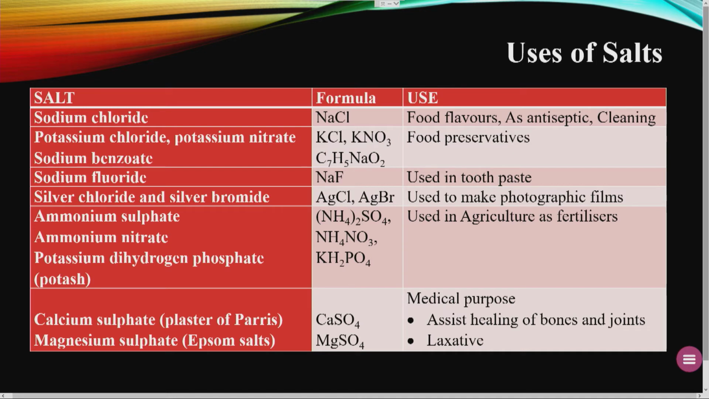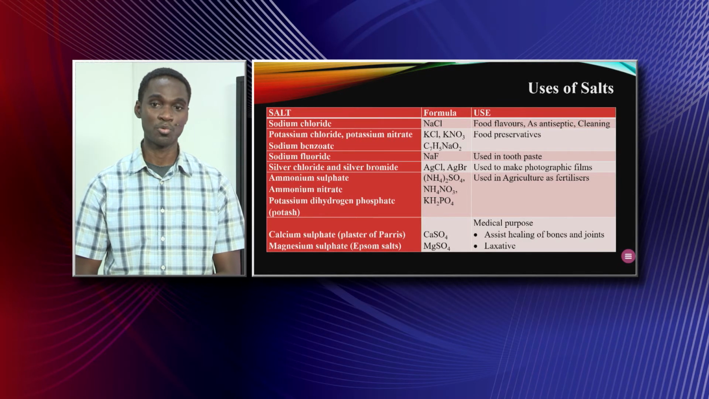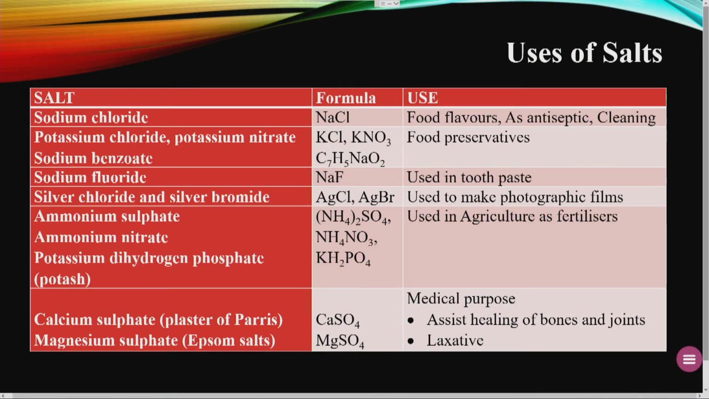Calcium sulfate, we know it as plaster Paris, but actually we would call it plaster of Paris. It is used for medicinal purposes, the cast over our hand, that white substance that is normally used whenever we have a fractured bone or a sprained joint. It assists in healing of bones and joints. That is calcium sulfate, plaster of Paris.